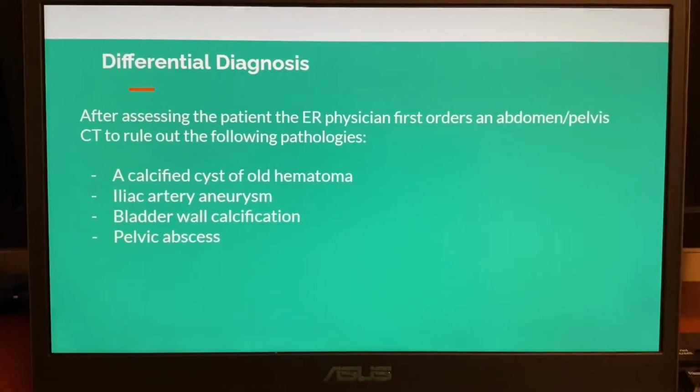So after the physician assessed the patient, he ordered some imaging exams. The first one he ordered was an abdomen pelvis CT to rule out different pathologies. So it could have been a calcified cyst from an old hematoma, an iliac artery aneurysm, bladder wall calcification, or a pelvic abscess.